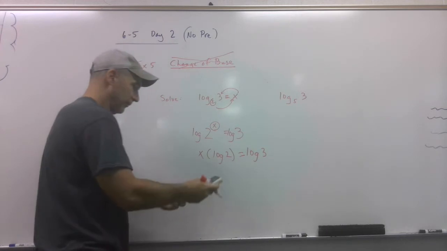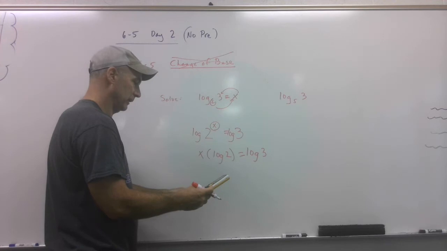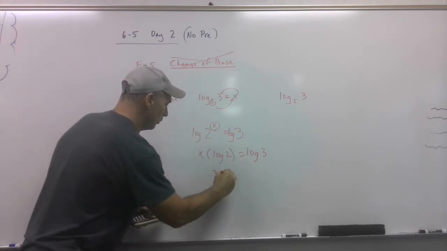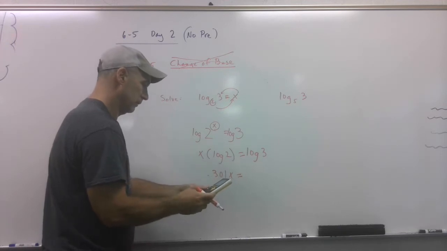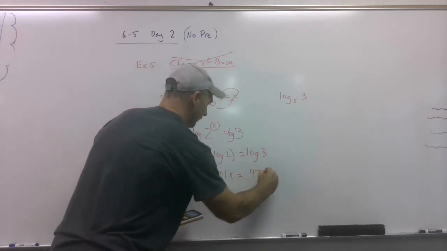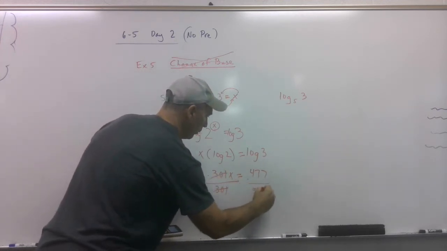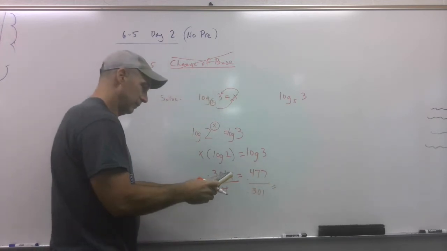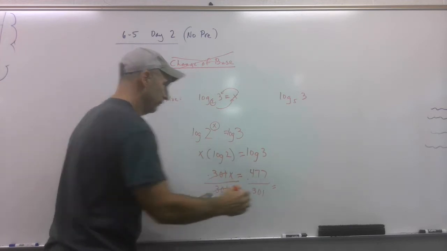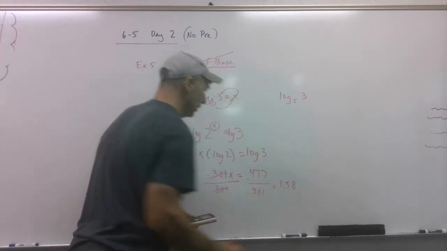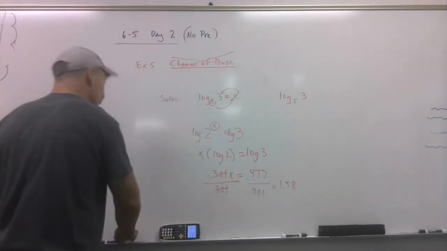Got to use our calculators for these. Uh-oh, no glasses. Log of 2 is 0.301, so that's 0.301x. And the log of 3 is 0.477. You can see what to do here. 0.301 gone. 0.301, and x is 0.477 divided by 0.301, 1.58. There you go.